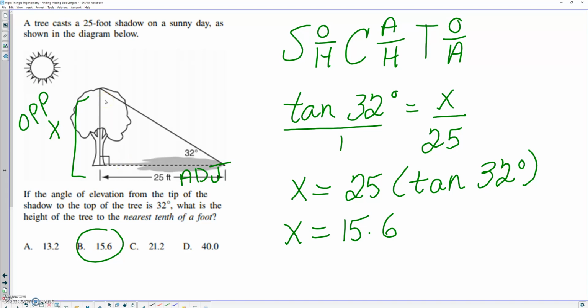All right, so those are 3 examples involving SOHCAHTOA, or right triangle trigonometry.